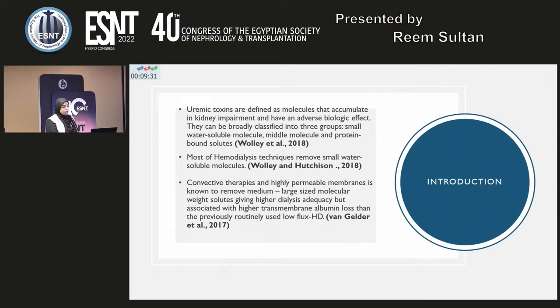Uremic toxins are defined as molecules that accumulate in kidney impairment and have an adverse biologic effect. They can broadly be classified into three groups: small water-soluble molecules, middle molecules, and protein-bound solutes. Most hemodialysis techniques remove small water-soluble molecules. Convective therapies and highly permeable membranes are known to remove medium and large molecular weight solutes, giving higher dialysis adequacy, but are associated with higher transmembrane albumin loss.